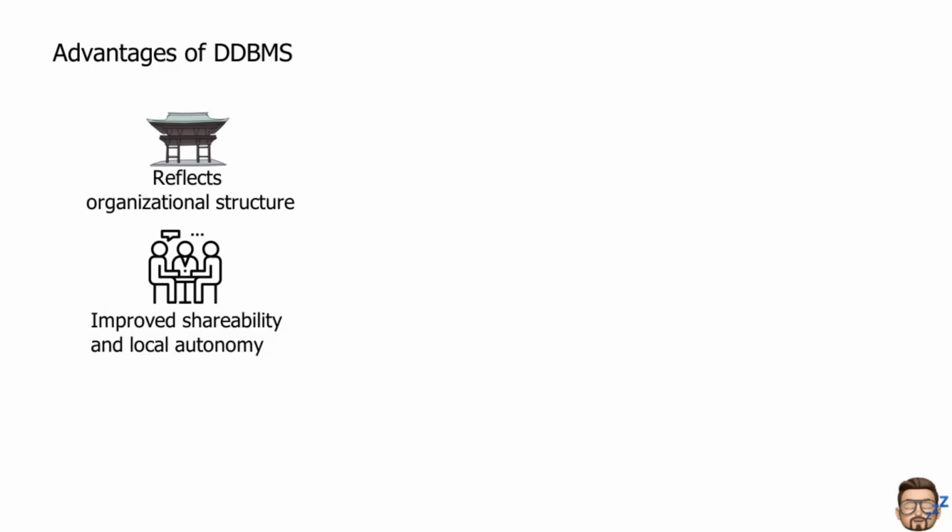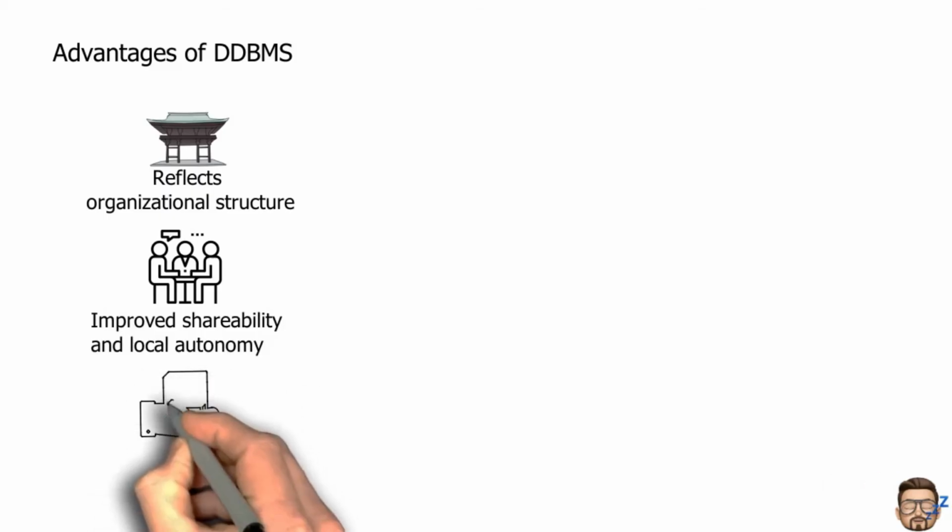Second, it can improve shareability and local autonomy. The geographical distribution of an organization can be reflected in the distribution of the data. Users at one site can access data stored at other sites.